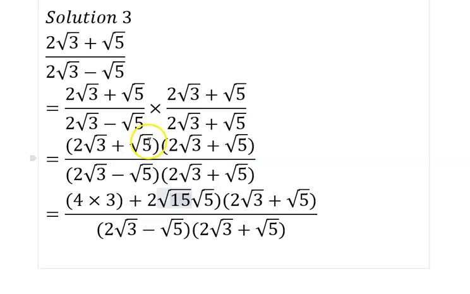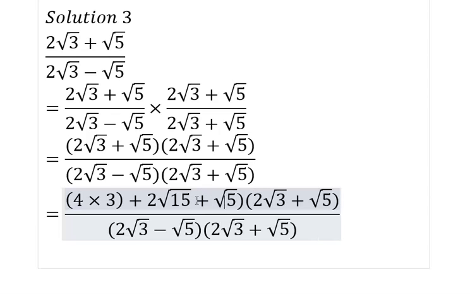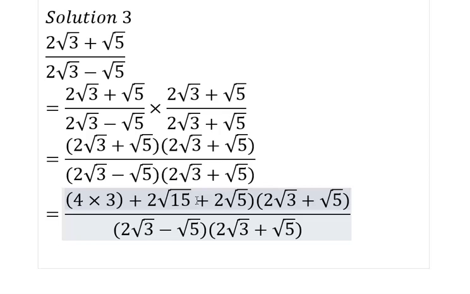So we'll move to the next one. Root 5 times 2 root 3. This one will give you 2 root 15 because we'll be multiplying the roots. Root 5 times root 3 will give you what? Root 15. So 2 root 3 times root 5 will give you what? 2 root 15.